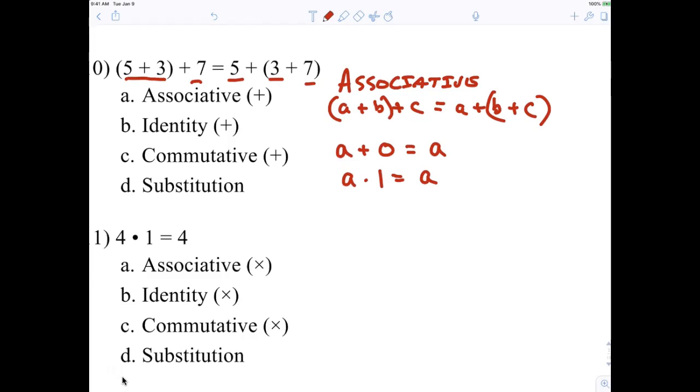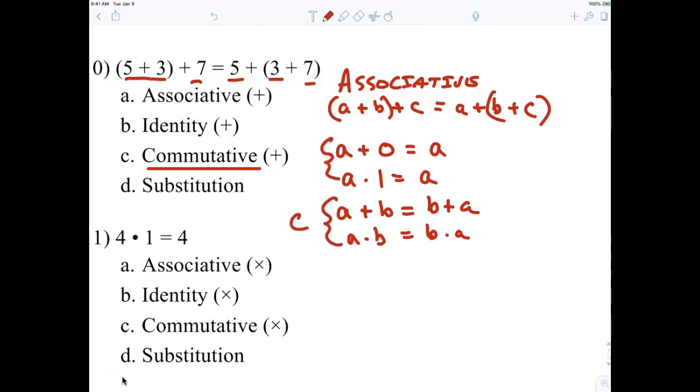Now, commutative, that's when you're going in a different order. So what do I mean by that? The commutative property would be A plus B is equal to what? B plus A. You could also say what? A times B is equal to what? B times A. So these are examples of C. These are examples of B. And this is an example of A.